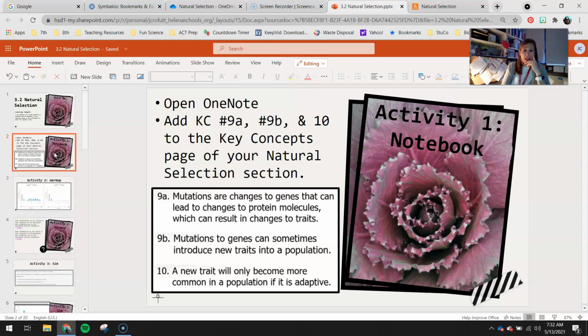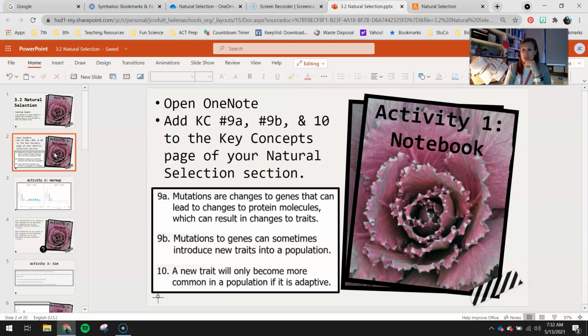All right, so first thing you guys are going to add to your notebook are these 3 key concepts. So you got key concept 9A, 9B, and 10 into your key concepts page of your natural selection section. 9A states, mutations are changes to genes that can lead to changes to protein molecules, which can result in changes to traits. So remember that really more often than not, we can have a mutation in our genes that we don't even know what happens. It doesn't cause an effect at all.